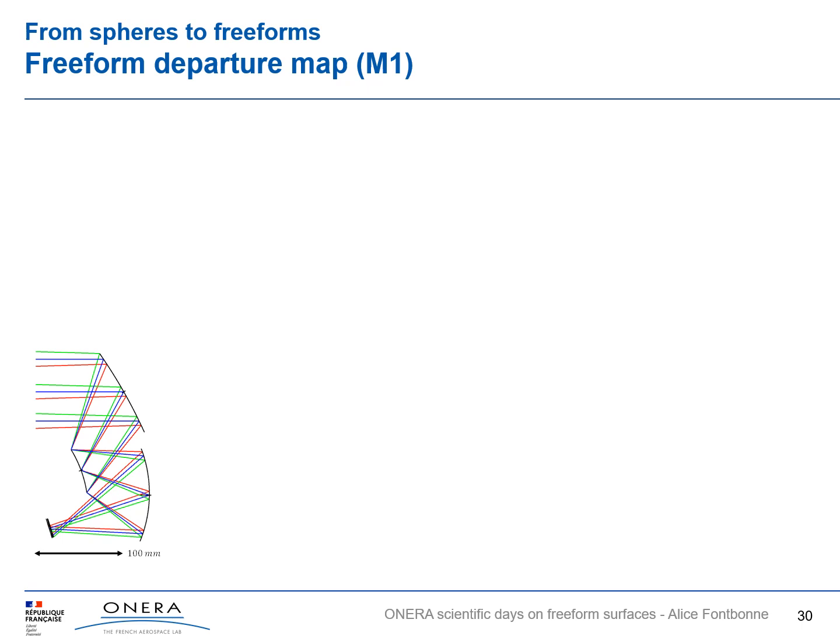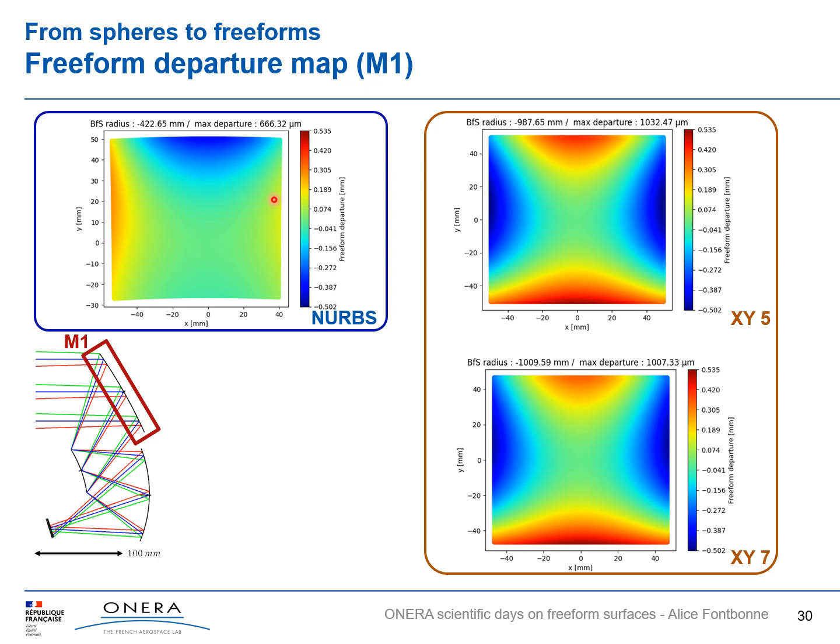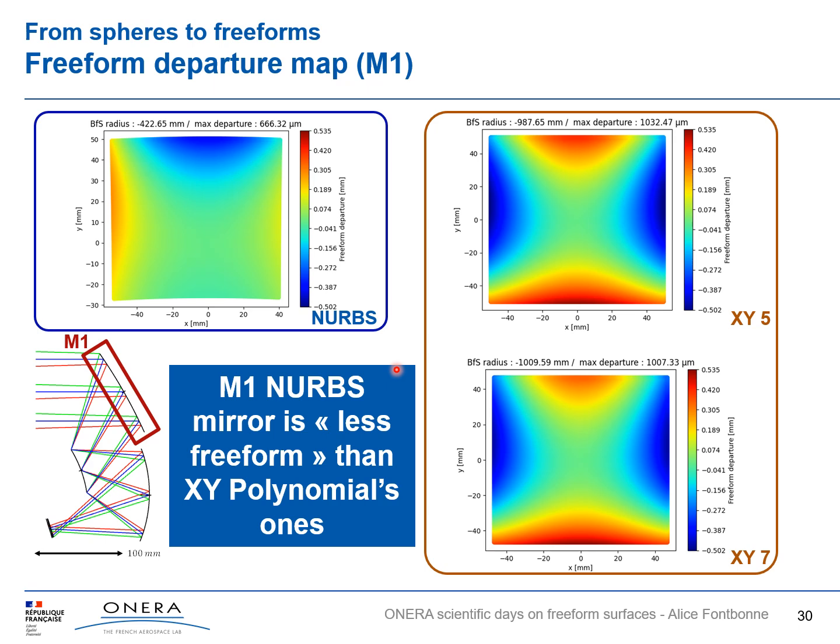To check if it is manufacturable or not, we are going to check the freeform departure map. So here it is for M1, mirror 1, and for the NURBS and XY polynomial of order 5 and 7. And you can see here that the mirror 1 NURBS mirror is less freeform than XY polynomial of order 5 or 7.